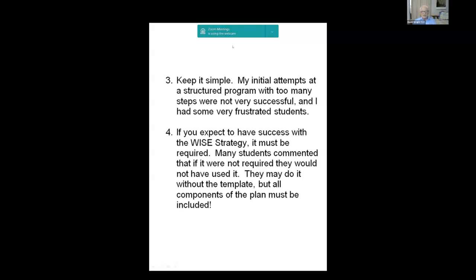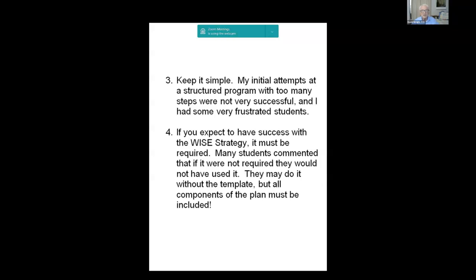My other conclusions are: keep it simple. I started out with a multi-step strategy, many more than 4 steps. And the students didn't like it. They hated it. They got very frustrated. They were just tied up in knots. So keeping the strategy simple is important, and modeling it yourself and asking them to model it.